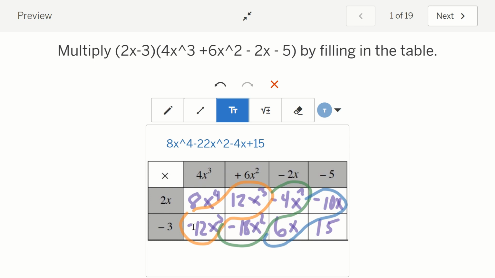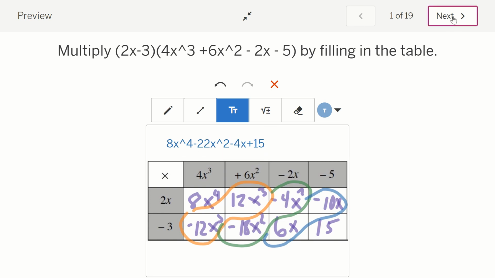Notice again the like terms on those diagonals, and that the like terms have to add up to whatever you see up here. So if you have negative 18x squared and negative 4x squared, that would have to add up to negative 22x squared up there.